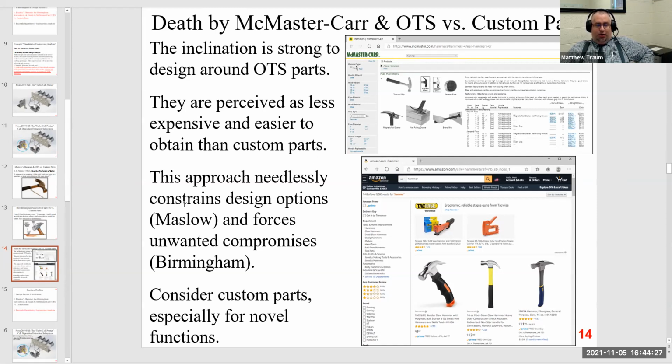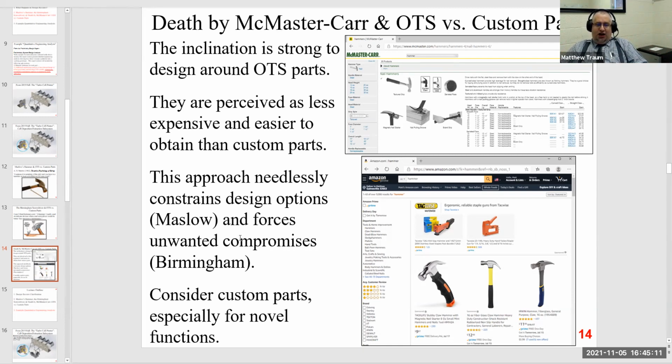There are some drawbacks to this approach. So one is that it needlessly constrains design options, right? Which is kind of the Maslow's hammer view of it, in that you've got this solution, which is the OTS part that you found on McMaster-Carr, and that very quickly forces your brain, or at least compels your brain, to collapse the design space down to that one solution, right? So if you have a hammer, every problem starts looking like a nail. Using McMaster-Carr without realizing that this bias is there collapses all of your design thinking down into one solution, which is the one that you happen to find on the McMaster-Carr website that seems really easy.